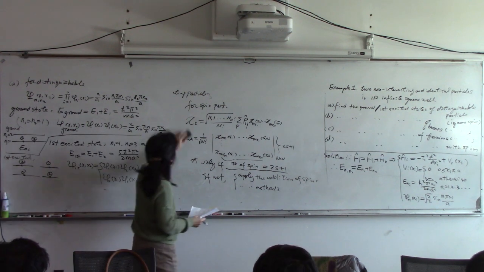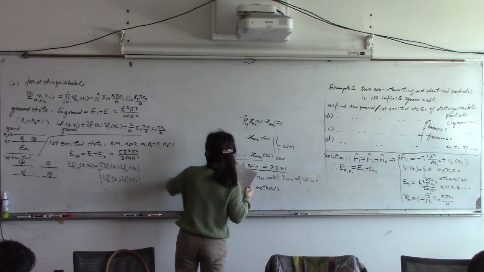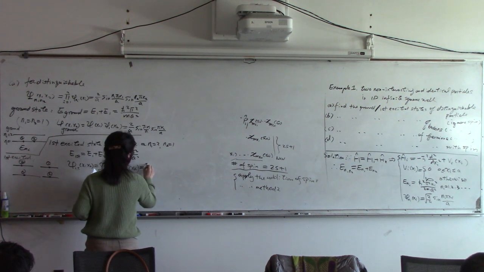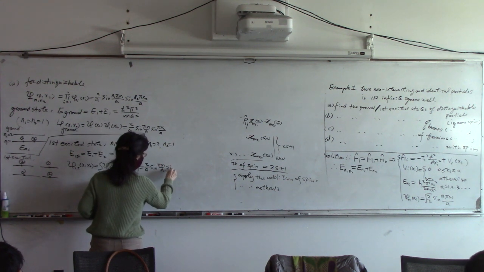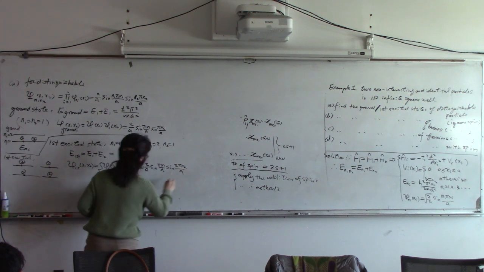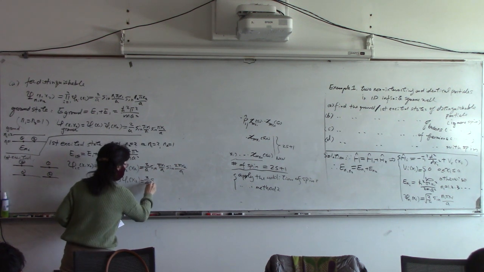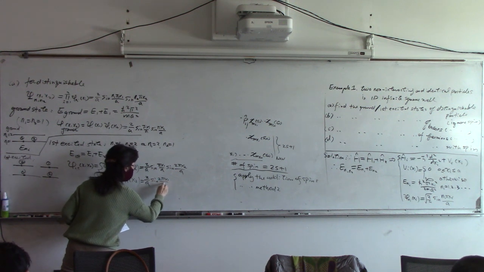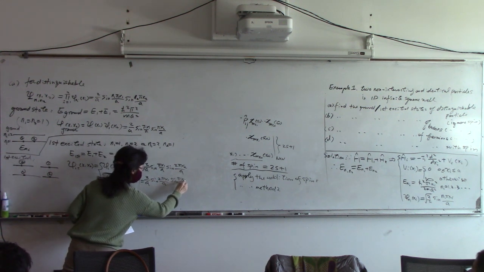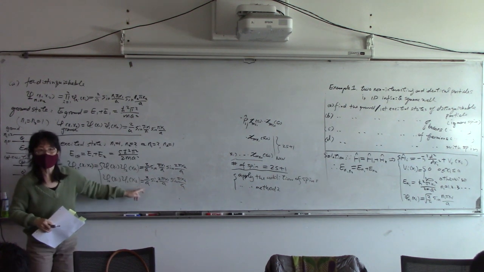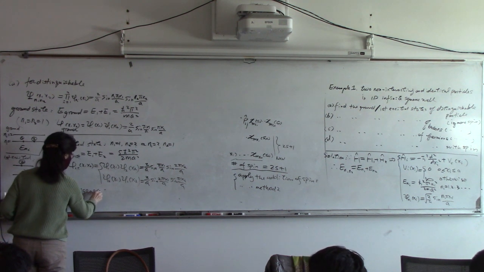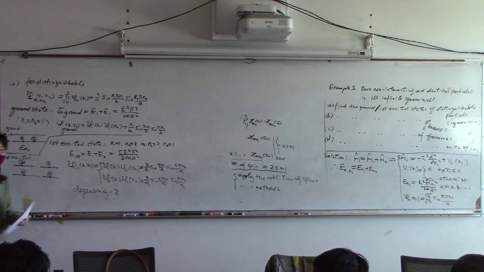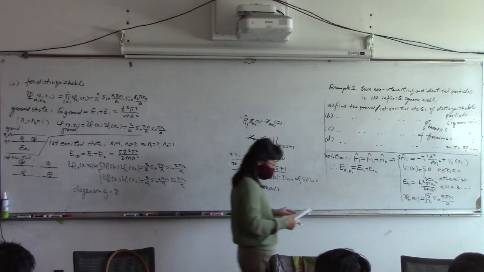And you will see the states are not the same. For example, here is 2 over a, sin(πx1/a) sin(2πx2/a). Another is 2 over a, sin(2πx1/a) sin(πx2/a). Yes, they are not the same, right? So what's the degeneracy? It's 2, right? So this is for distinguishable particles.